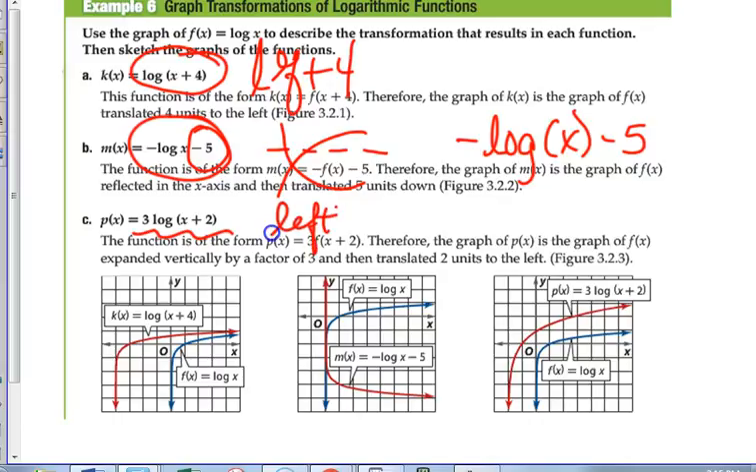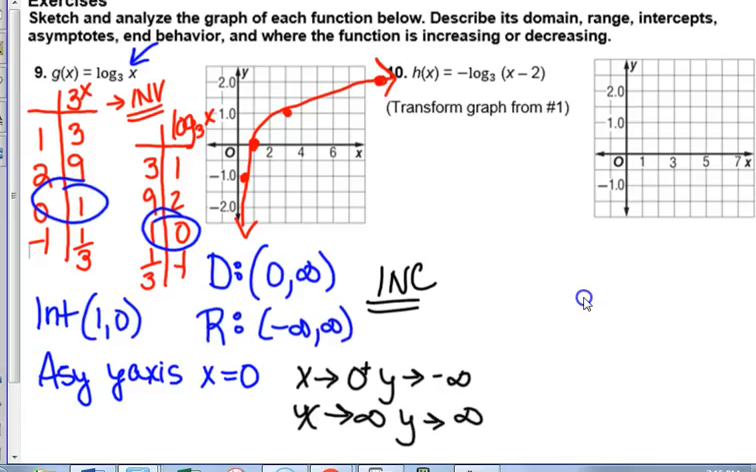Left 2, okay? So the blue moved over to the left 2, and then it stretched a little bit faster going up. All right, so let's see what we need to do to ours. What do we need to do to ours according to this up here? Right 2 and reflect over x. Yep. Okay. So this point that was at 1, 0 is now going to be at 3, 0.